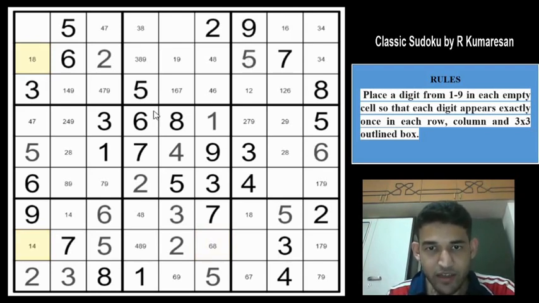Let us see if we can spot any more direct digits because of that Y-wing. So we got a 6, 8 here, which means 4 must be in one of these two cells. And we got a 4 here, and because of which we eliminated the 4 from these cells.